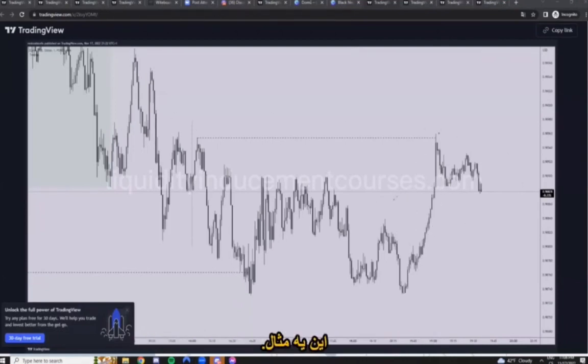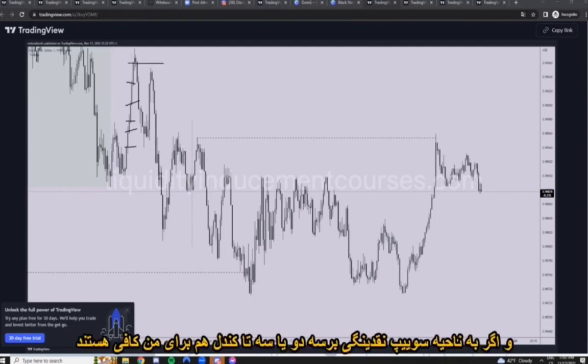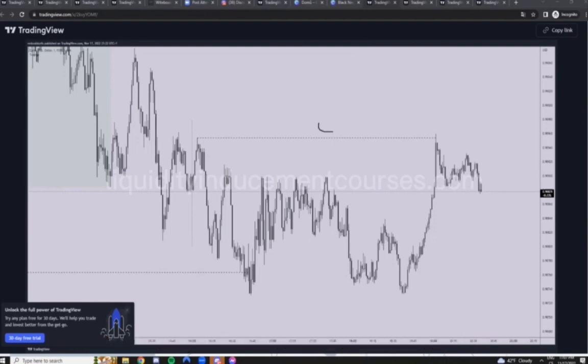All right, this is one example. And there should be another one right here. See? Look at the cleanliness of those candles. And it's usually 3 is enough for me, or even 2 if it's into the liquidity sweep. But yeah, here you can see price took it out and has a nice reaction.